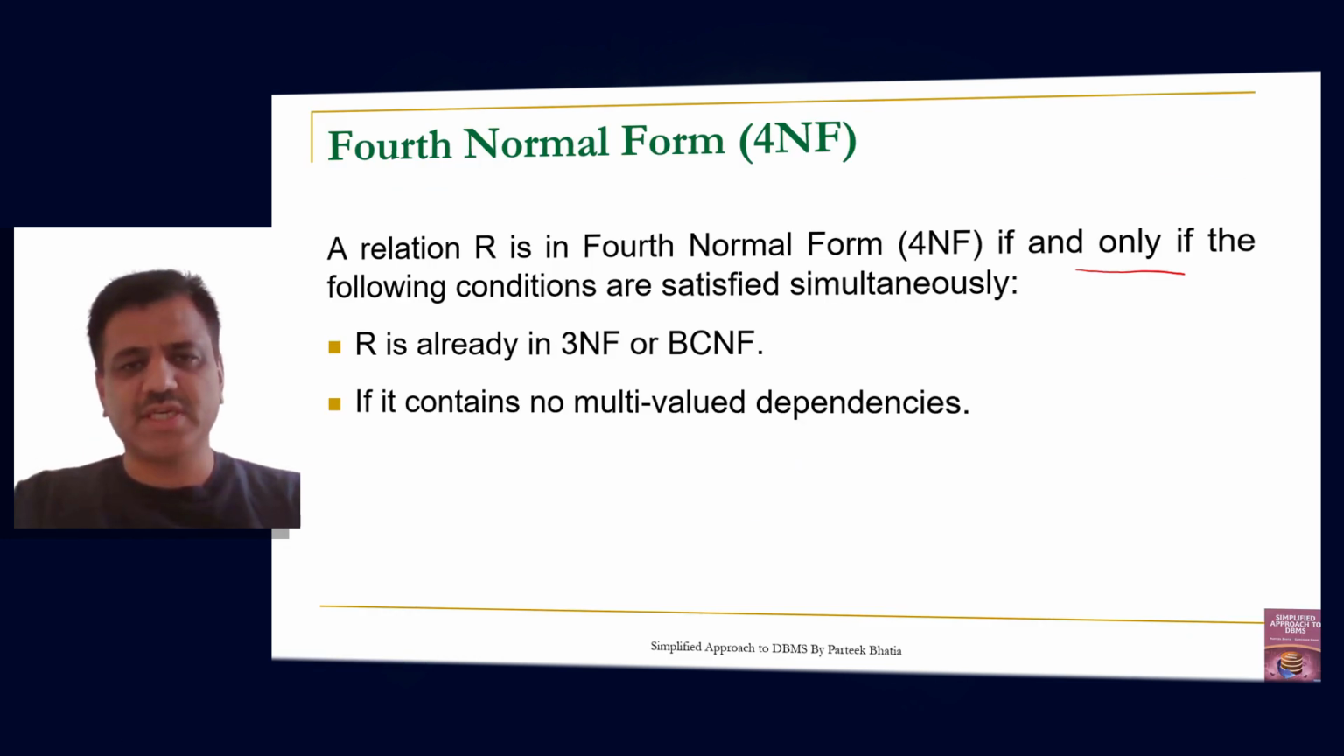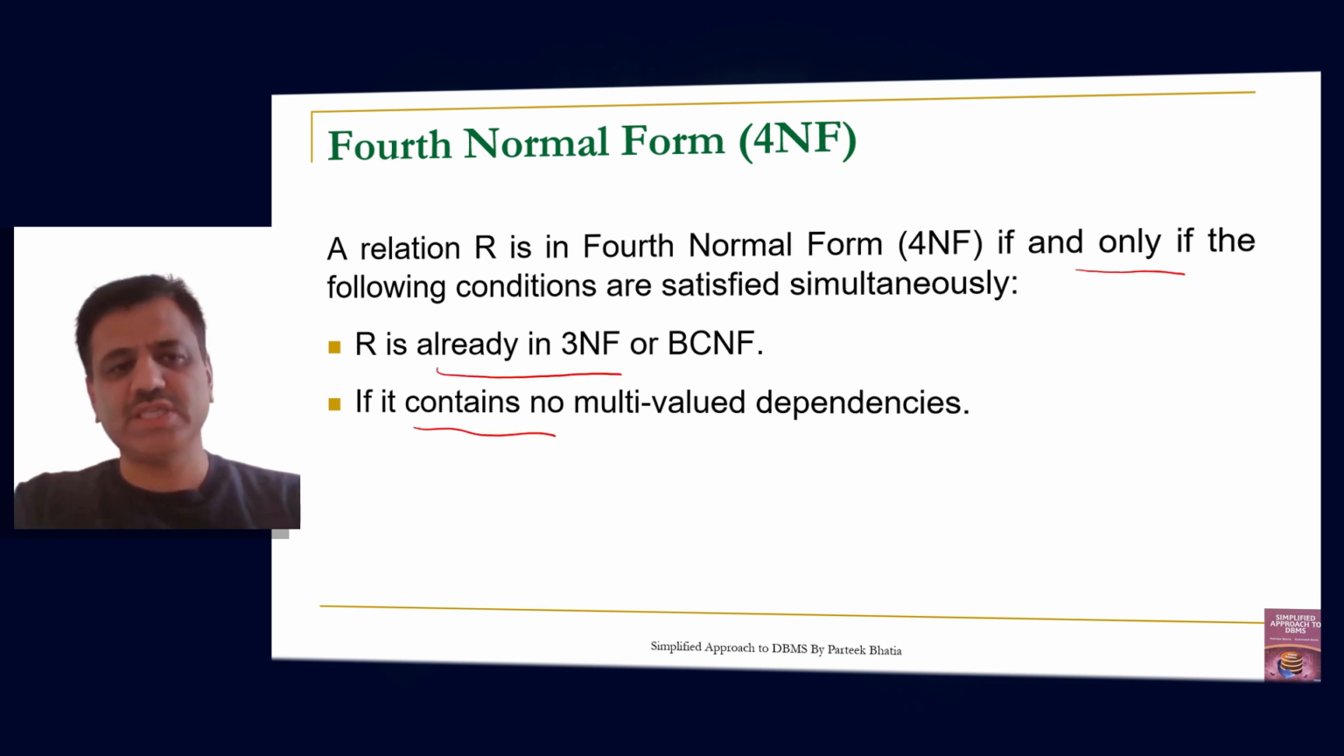Let us first understand the definition of fourth normal form. You can see that there are two conditions for fourth normal form. The first condition is it should be already in third normal form or BCNF. It means the relation should satisfy the condition for third NF or BCNF. And the second condition, which is very important, states that it should not contain any multi-value dependency. So there should be no multi-value dependency. So you can see that fourth normal form deals with the special concept of multi-value dependency.